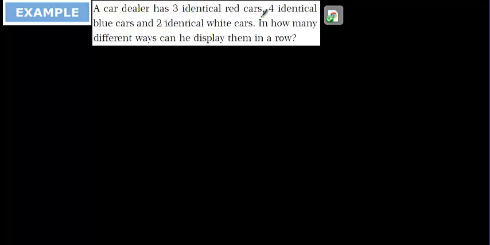In this question we have 3 identical red cars, 4 identical blue cars, and 2 identical white cars, which means we can arrange them like this: R for red, B for blue, and W for white. When I write these capital letters, as you see, we have a 9-letter word, and I'm going to arrange these 9 letters. At the same time, we can arrange the places of the 9 cars. So the arrangement between the capital letters and the arrangement between the cars is going to be the same.